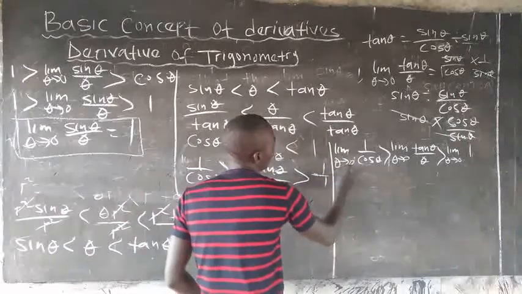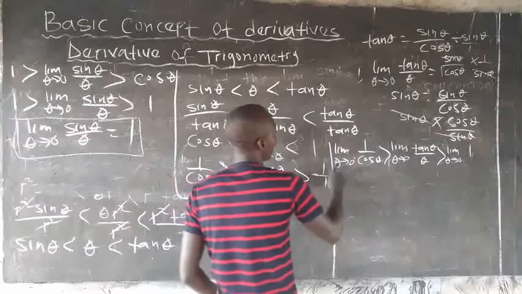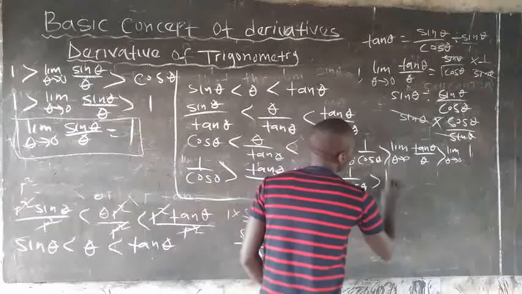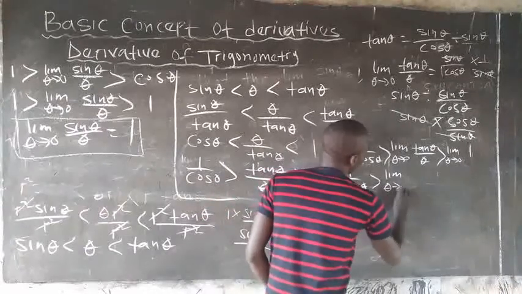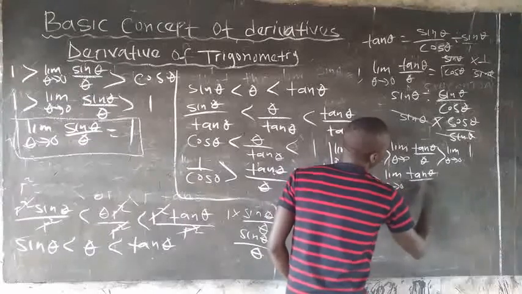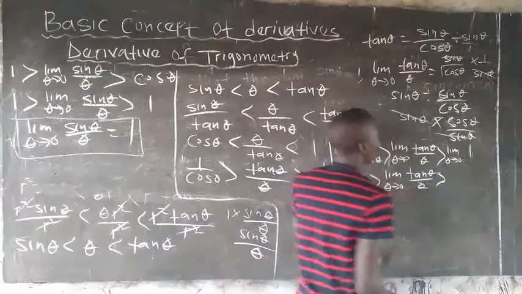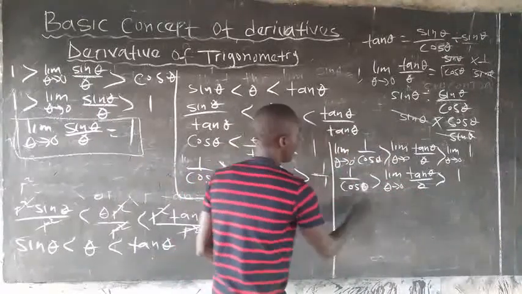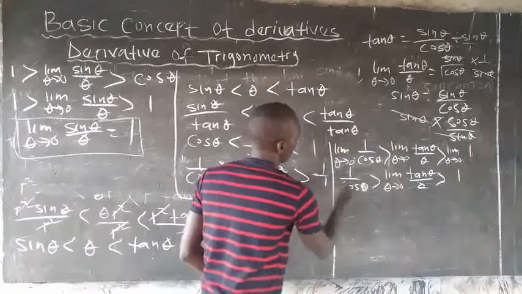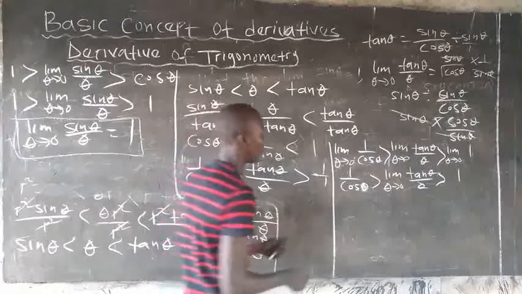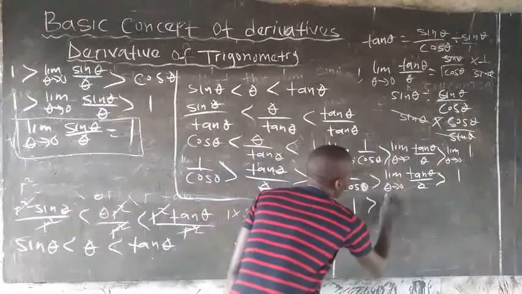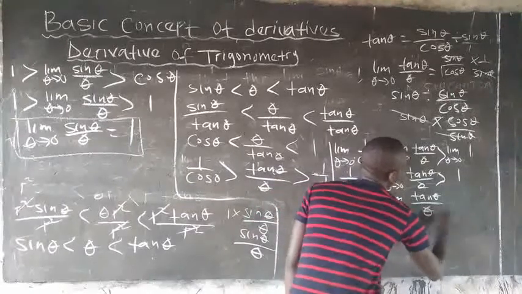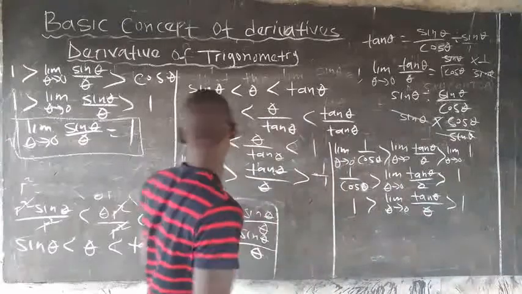So I'll substitute the limit as theta approaching 0. Anywhere I see theta I'll put 0. So here it will be 1 all over cos 0 greater than the limit as theta approaches 0 of tan theta over theta greater than 1. Don't forget that cos 0 is always 1. So it will be 1 greater than the limit as theta approaching 0 of tan theta over theta greater than 1. Same thing, same rule.